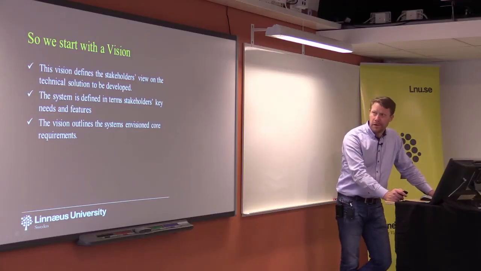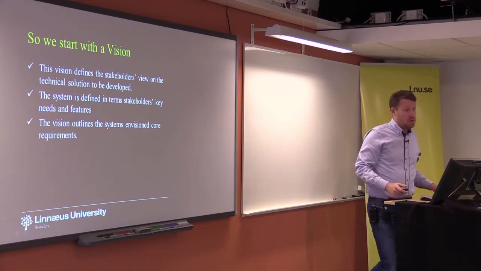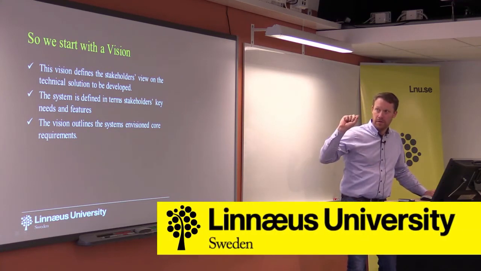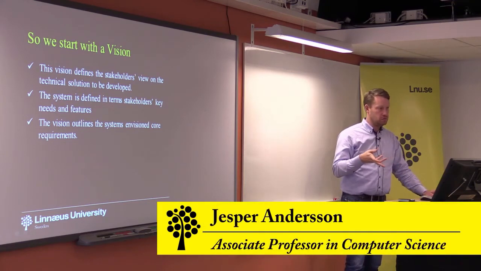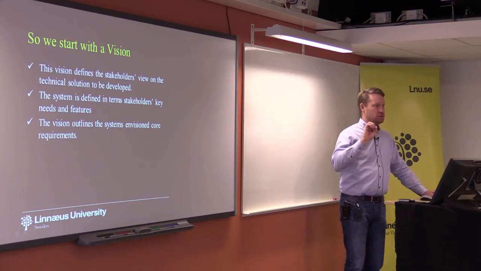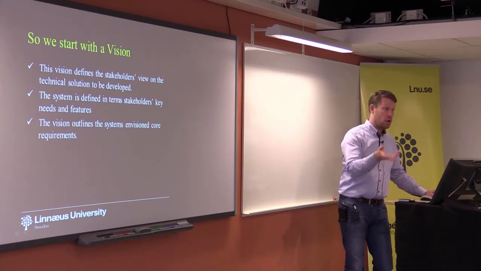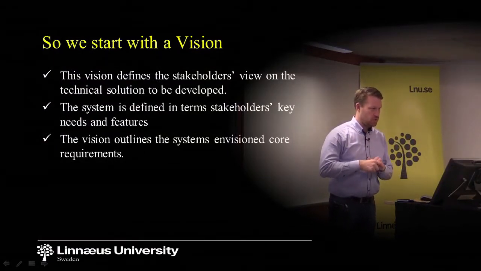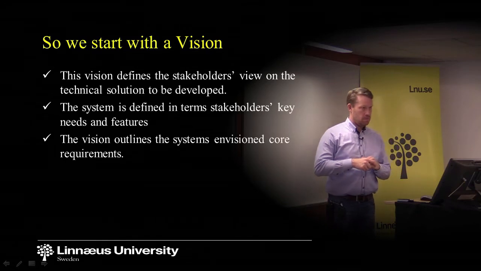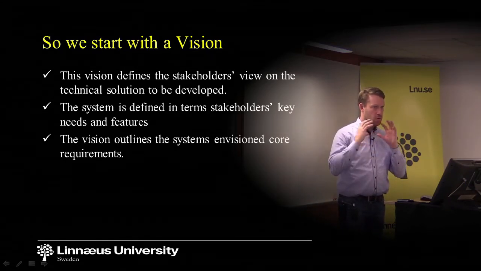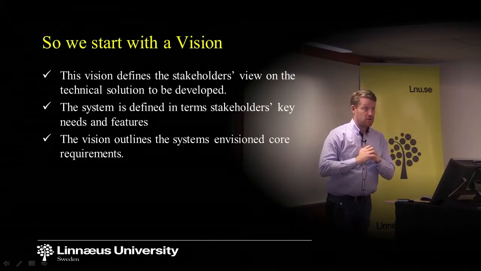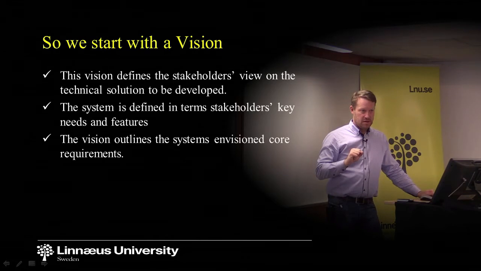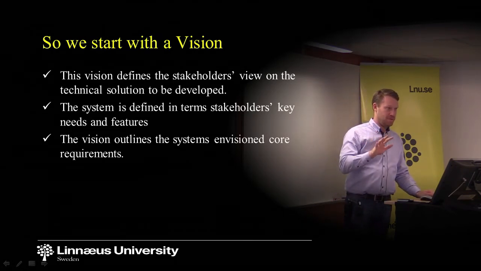Okay, so we started the second half here with the vision document. Something that, well, the first, where it all sets out. Something that defines the stakeholders' view on the technical solution to be developed. So what expectations do the stakeholders have on the system we're supposed to develop? What's important here is that you don't try to go into details too early. Don't rush things. Focus on the big picture, the core requirements, the ones that everybody can agree upon. Don't try to go into the nitty-gritty details at this point. Relax. You will get there eventually.